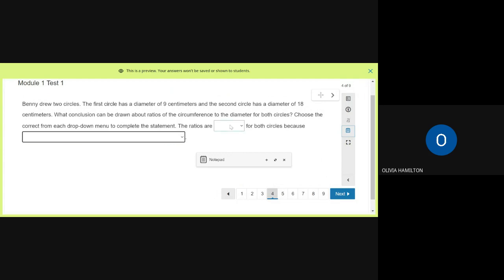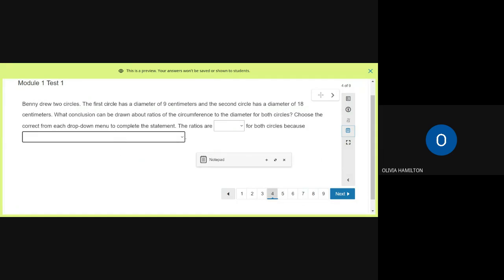The ratios are blank. The options are the same or different for both circles because the diameters are different lengths. There is no relationship between the 2 values. The diameter divided by the circumference is always equal to pi, and the circumference divided by the diameter is always equal to pi. Well, let's see what's going on.